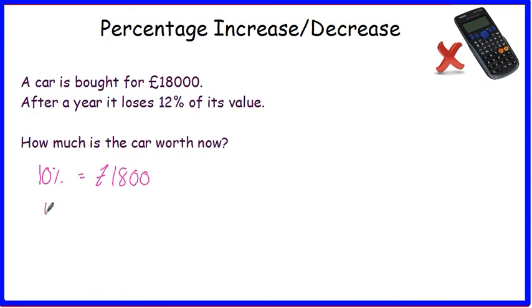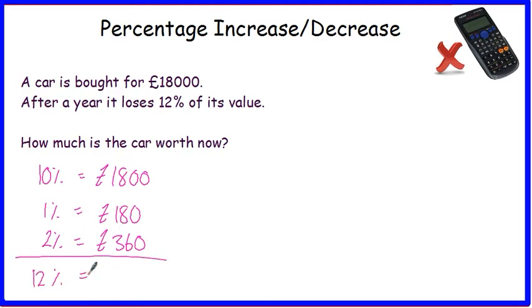I need some ones. 1%. Divide this by 10 again is 180. So 2% is double that. So 12% will be add my 10 and add my 2. So 1,800 plus 360 is £2,160.